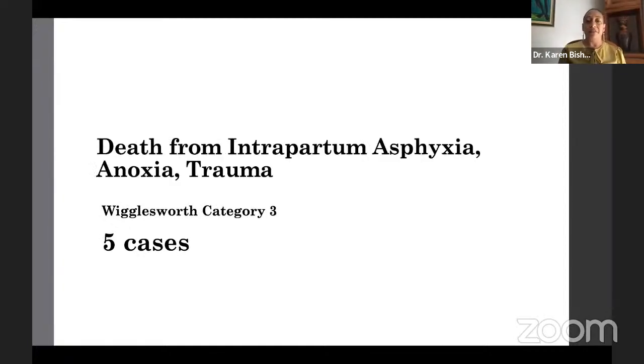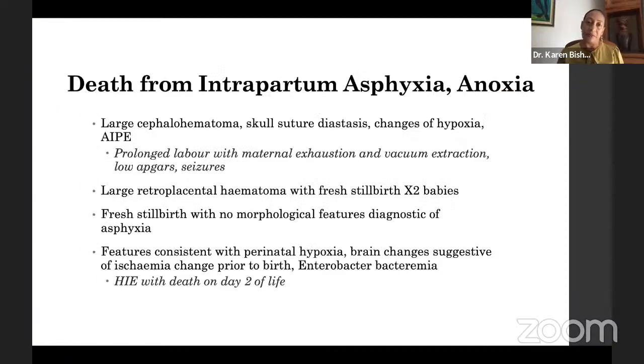For intrapartum asphyxia, anoxia, and trauma, there were no cases of trauma, but we had babies with history and/or features consistent with intrapartum asphyxia. So this category in Wigglesworth, they define it as babies who have a problem during labor that resulted in unsuccessful delivery and fresh stillbirth, or had low APGARs and died subsequently to that. That's it in brief.